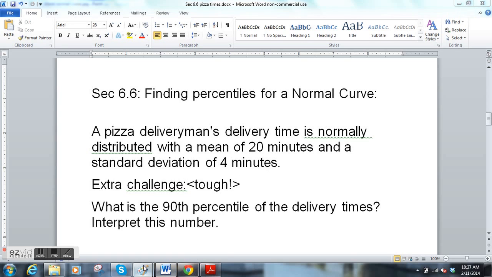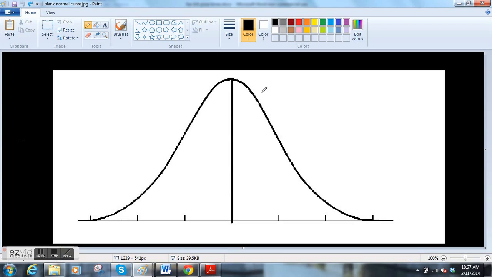So here is our paint picture. Pretty paint picture. And here is the mean. Again, X is the delivery times, and the delivery times are normally distributed with a mean of 20 minutes and a standard deviation of 4 minutes. So here's the mean equals 20 minutes. And we're saying that we want to know the 90th percentile. So on your picture, imagine that there is some number. This is some number. We don't know what it is. It's a big question mark.